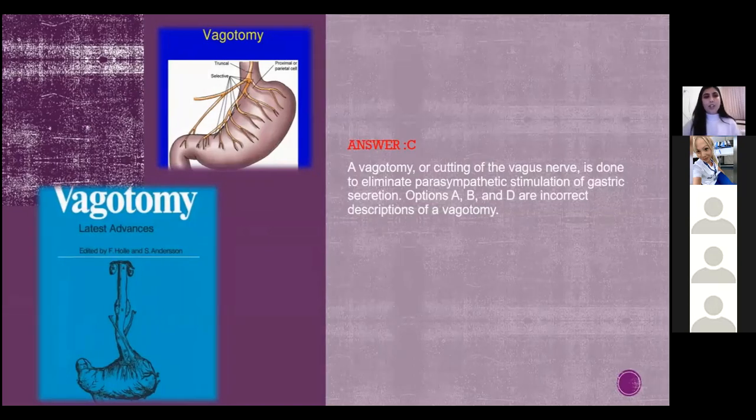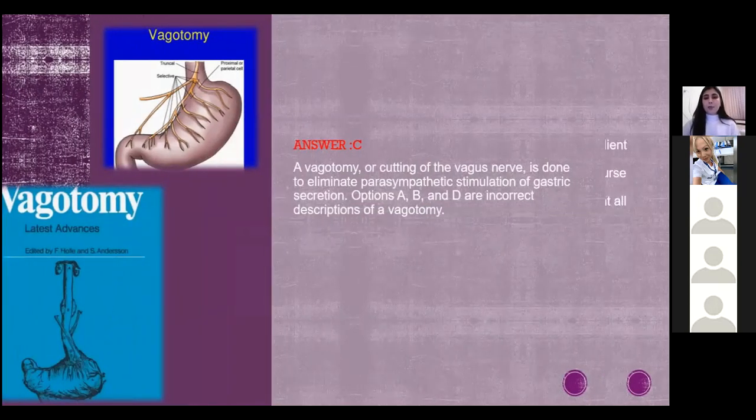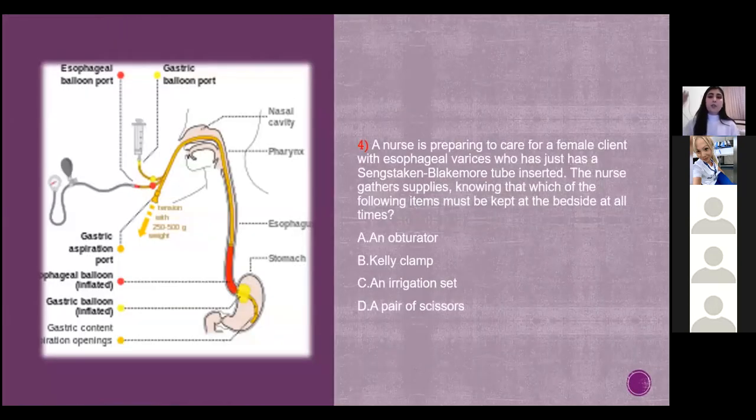The third question: a nurse is preparing to care for a female client with esophageal varices who has a Minnesota tube inserted. The nurse gathers supplies, knowing that which of the following items must be kept at the bedside at all times: an obturator, a clamp, an irrigation set, a pair of scissors.